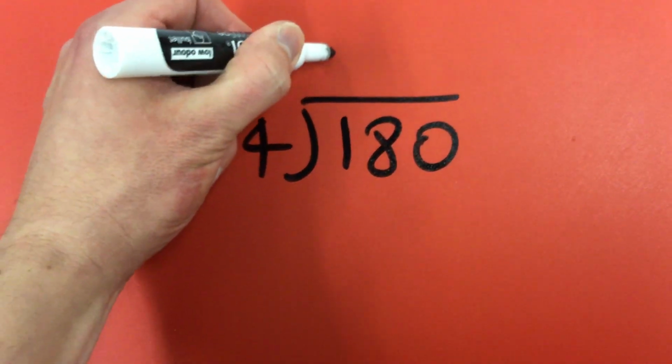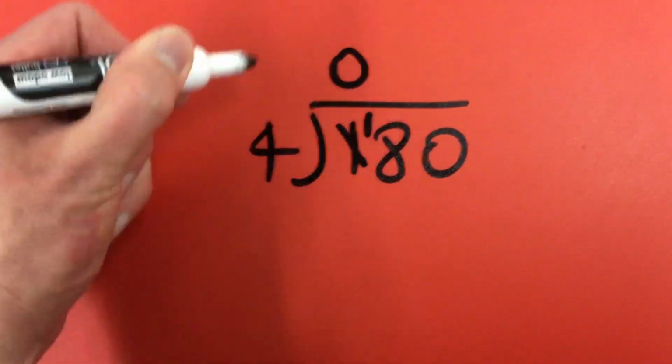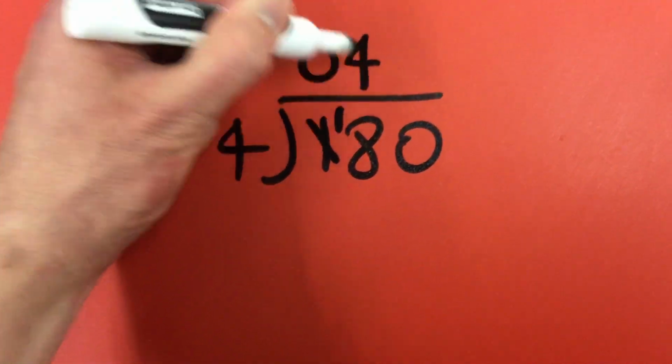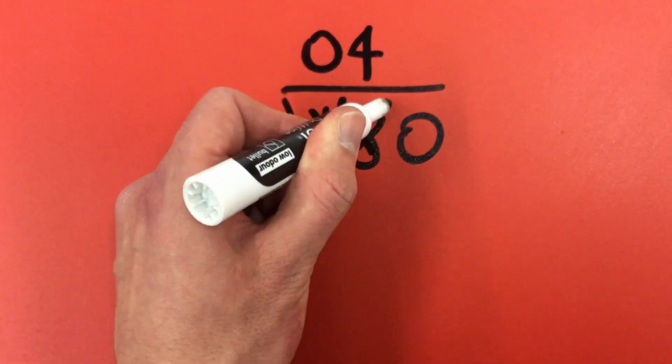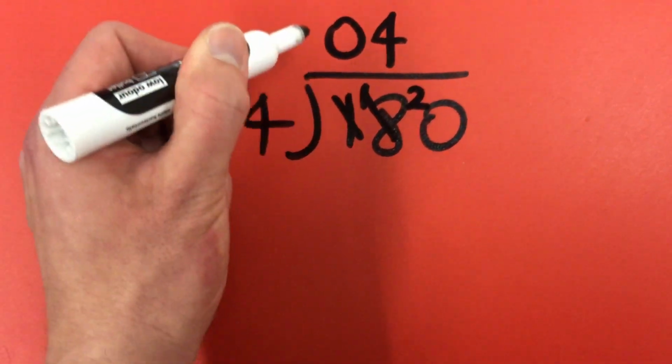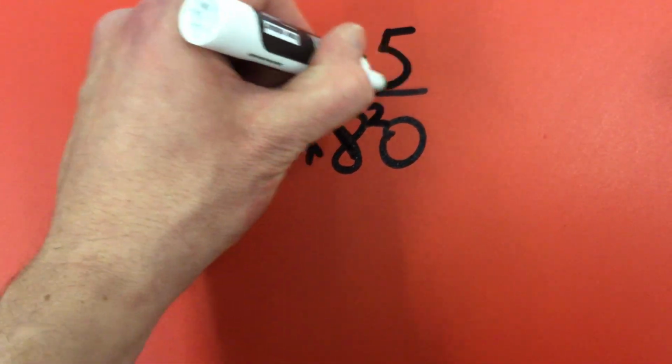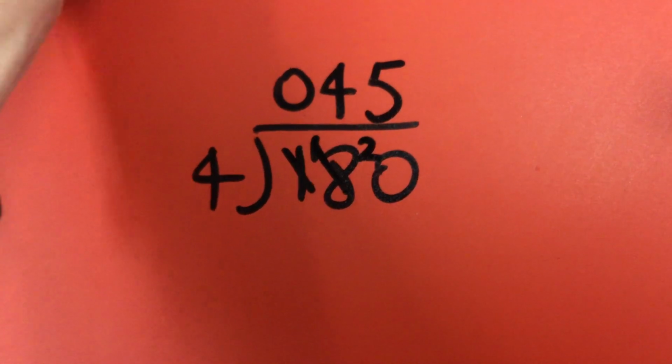Does 4 go into 1? No. Does 4 go into 18? Yes, it does. 4 times, with a remainder of 2. Does 4 go into 20? Yes, it does. 5 times. The answer is 45.